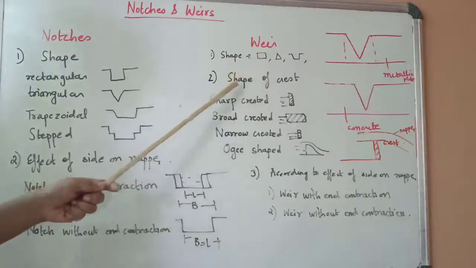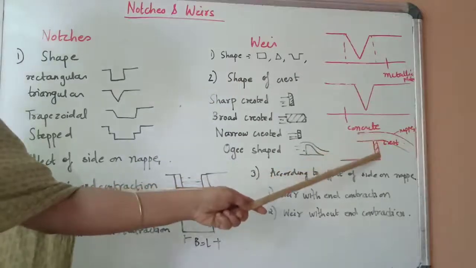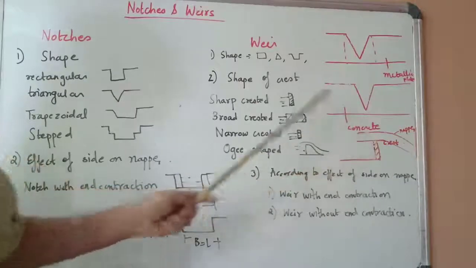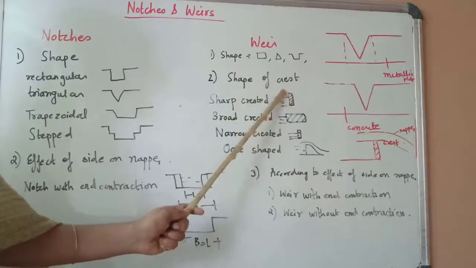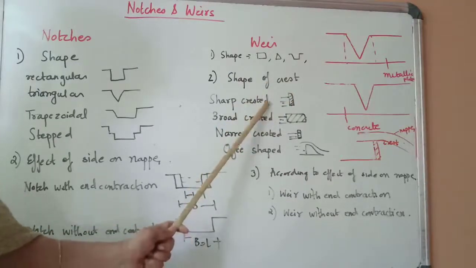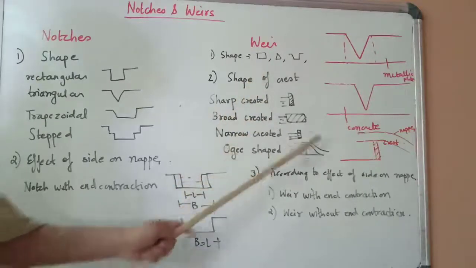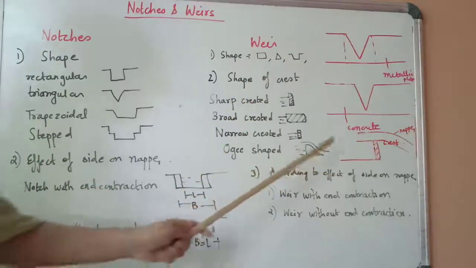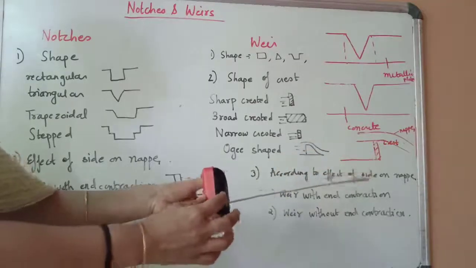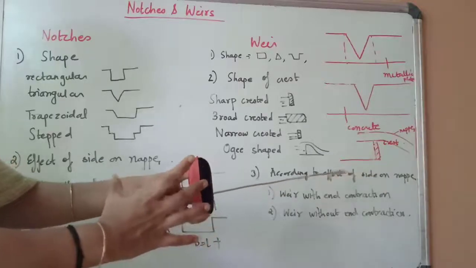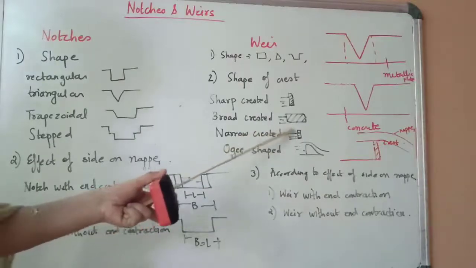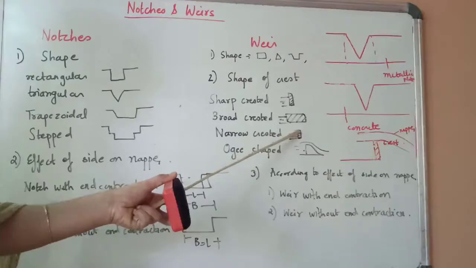Next, based on the shape of the crest, the top portion. If the crest is sharp, like a pointed one, it is called a sharp crested weir. A broad crested weir means the width will be very large. Here the width is only this much, but in the case of the broad crested weir it will be up to this much. A narrow crested weir means that, viewed from the side, the width is less.